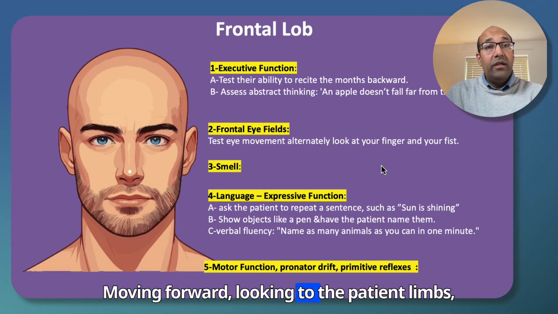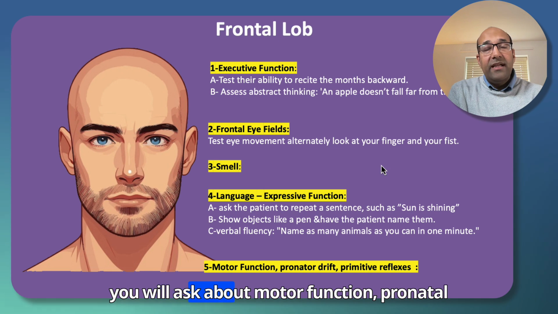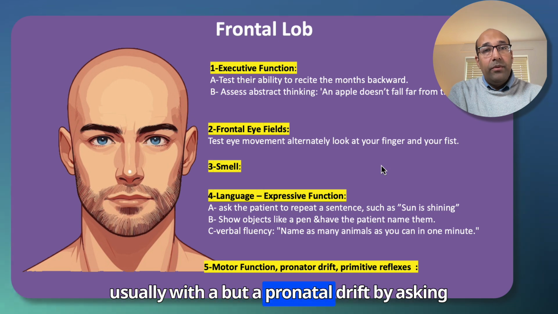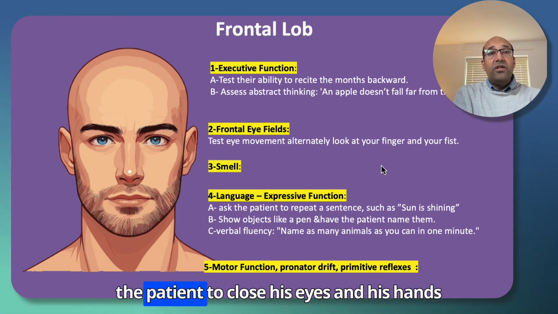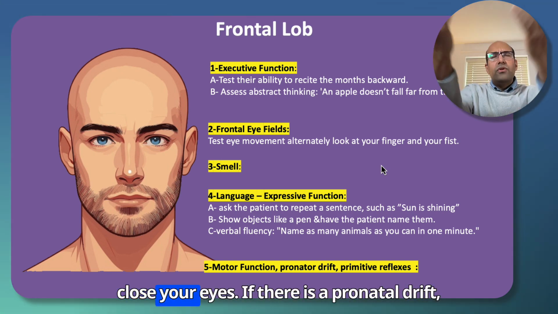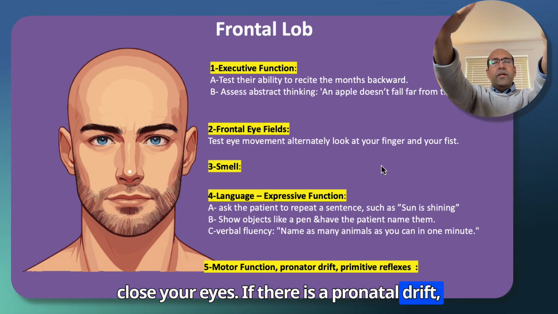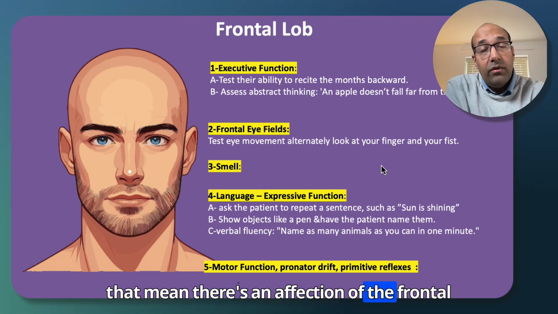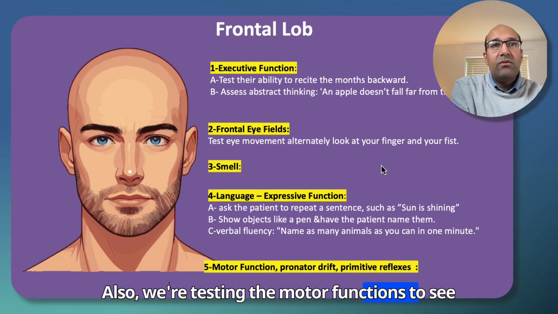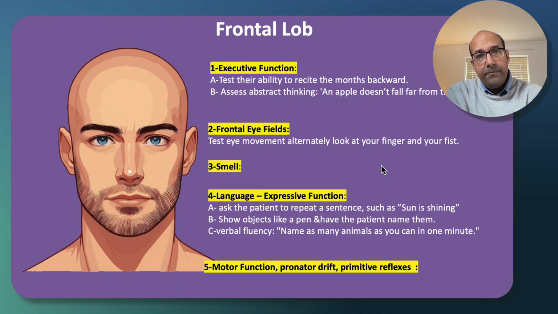Moving forward, looking at the patient's limbs, you will ask about motor function, pronator drift, and primitive reflexes. We usually start with the pronator drift by asking the patient to close his eyes and hold his hands out like holding a tray. And close your eyes. If there is a pronator drift, that means there is an affection of the frontal lobe. Also, we're testing the motor functions to see if there is a motor weakness.